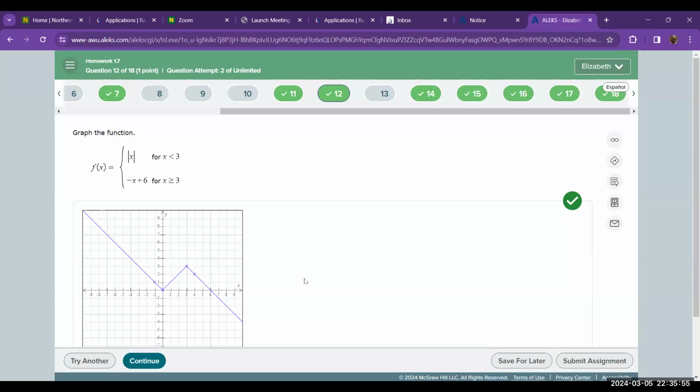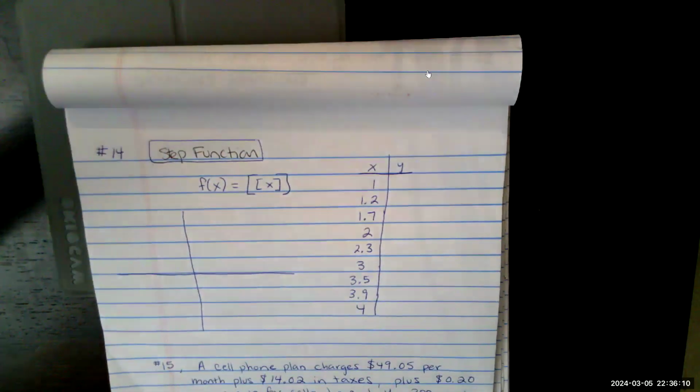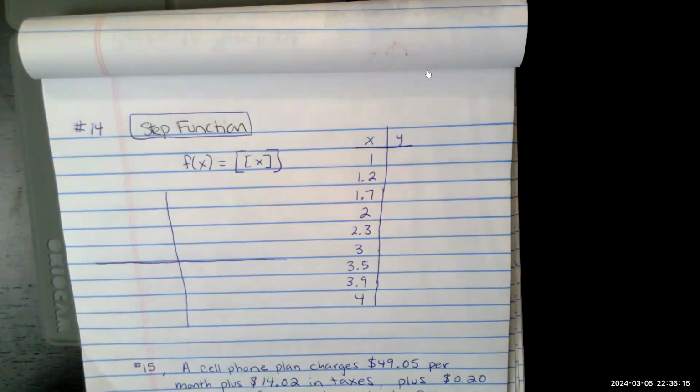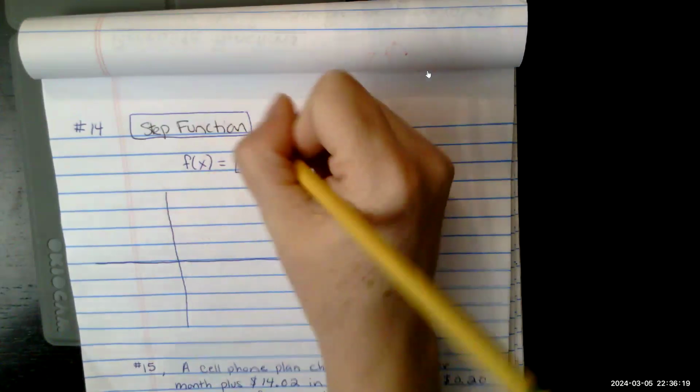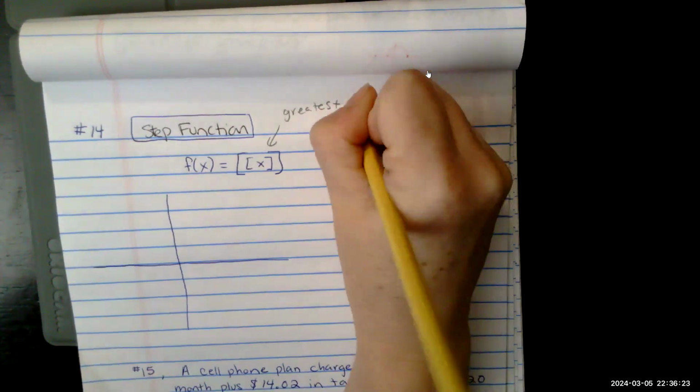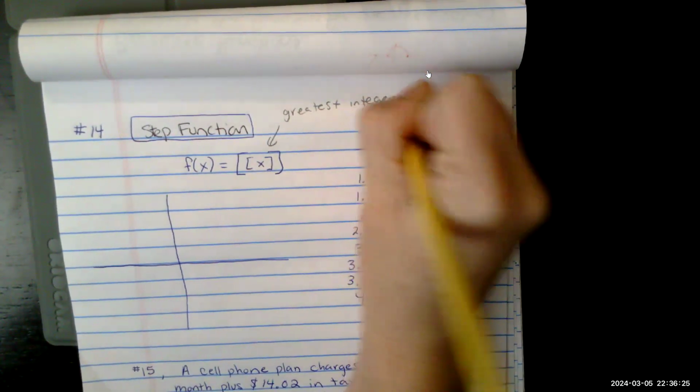Okay, let's go back to my notes for a minute. Next type of graph that maybe you haven't seen before is something called a step function. It's called a step function because you'll see in a minute it ends up looking like little steps. But this is also called a greatest integer graph, and you'll see why in a second.